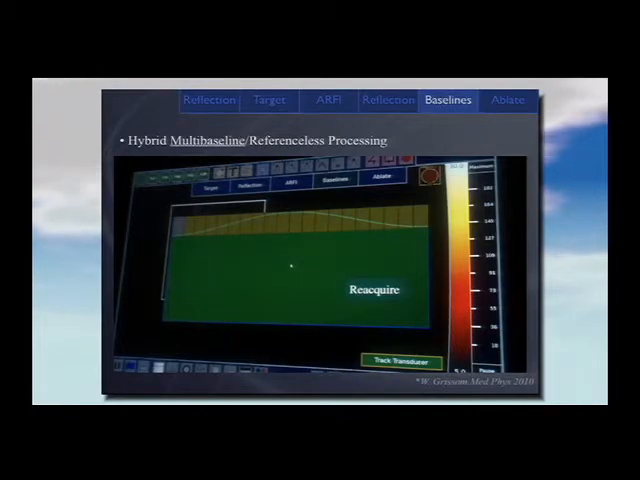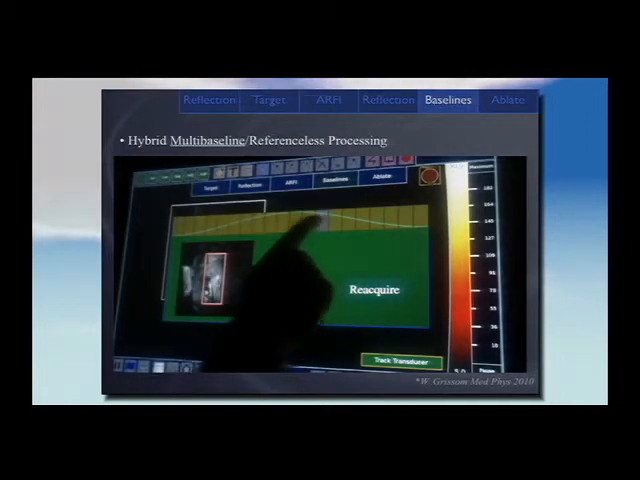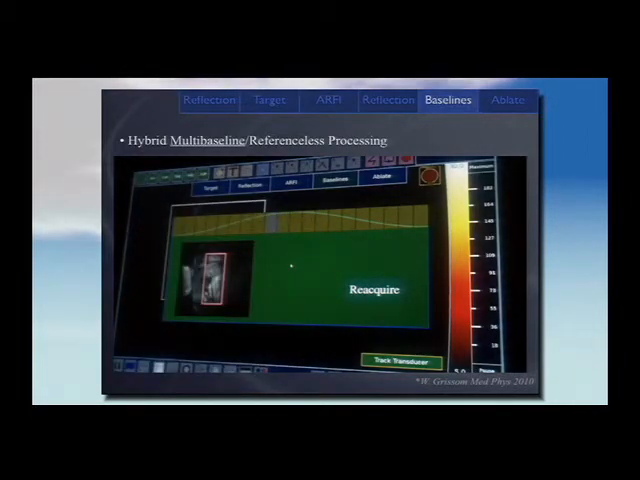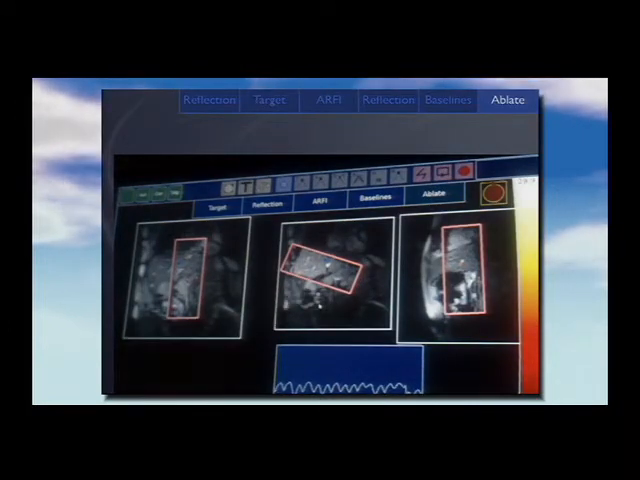These were done with the single-shot EPI image, and of course we're going to acquire multiple baselines at all these different positions of the respiratory cycle. And so we're collecting multiple baselines now, and then we can move on here. He can evaluate how good those baseline images were very rapidly, and at that point move on to the ablation.